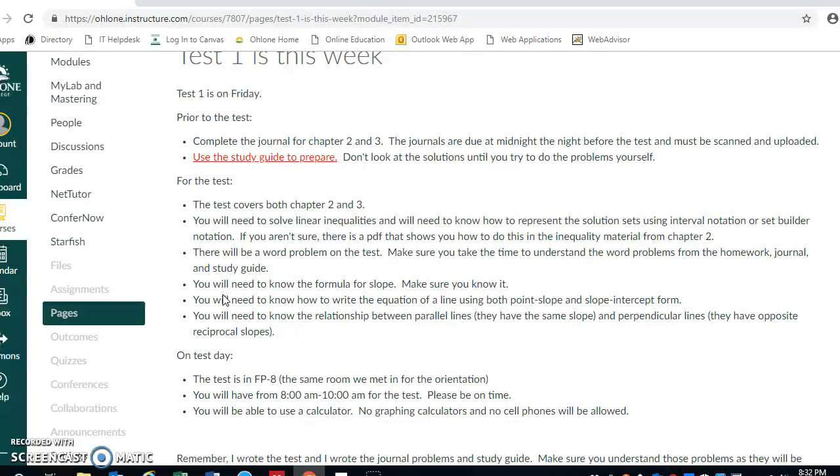You will need to know the formula for slope. So make sure that you are aware and memorize that formula. There aren't a lot of formulas you have to memorize in this class, but that is one of them. You'll need to be able to write the equation of a line, but you'll have the choice between using slope-intercept form or using point-slope form, and it will be completely up to you. You should be aware of the relationship between parallel and perpendicular lines and how you go about determining whether lines are parallel or perpendicular.